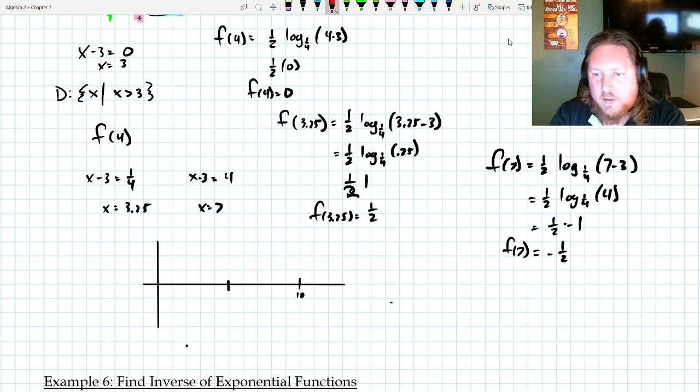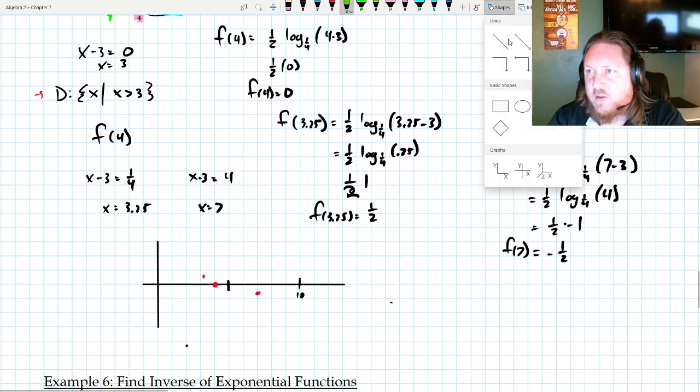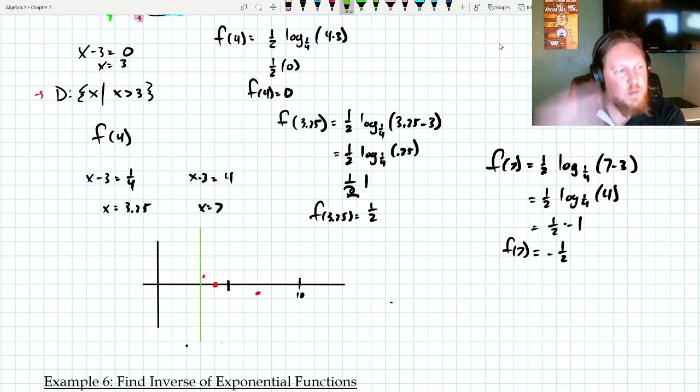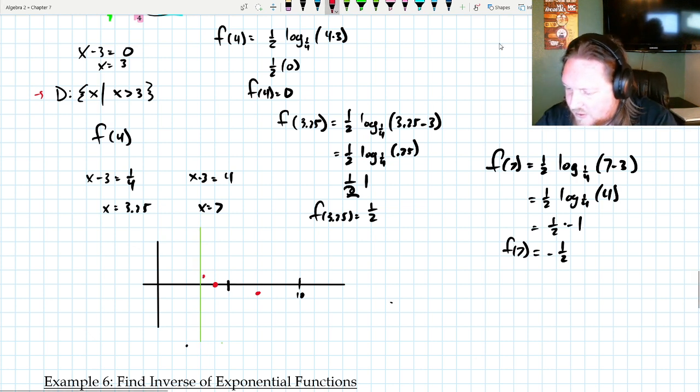F of 4 is 0. F of 3.25 is 1/2. And f of 7 is negative 1/2. And if you remember here from the domain, I'm going to have myself a vertical asymptote at x equals 3. So I kind of sketch that in there to make sure my line doesn't cross it when I'm sketching it out. So I start off really close to it, come down and make the curve. This is a pretty tight curve here, and there's my graph.